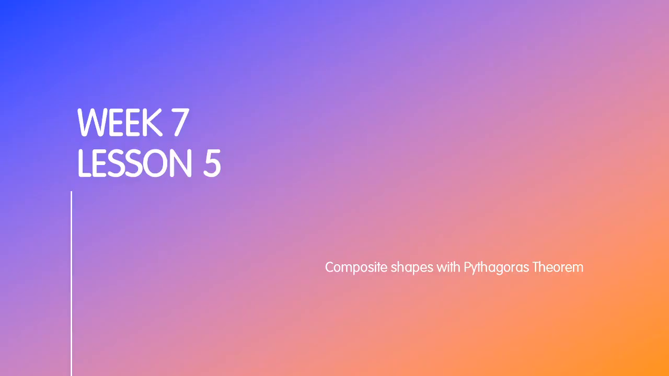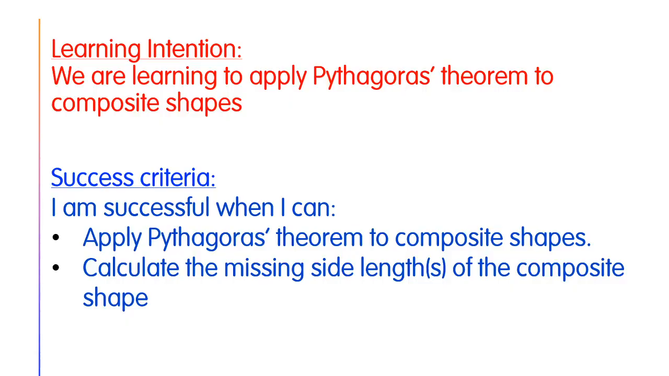This is week 7, lesson 5, and we're looking at composite shapes with Pythagorean theorem, or the Pythagoras Theorem. Our learning intention: we are learning to apply Pythagoras Theorem to composite shapes, and my success criteria is I am successful when I can apply Pythagoras Theorem to composite shapes and calculate the missing side lengths of composite shapes.